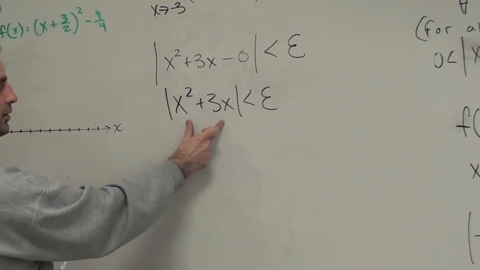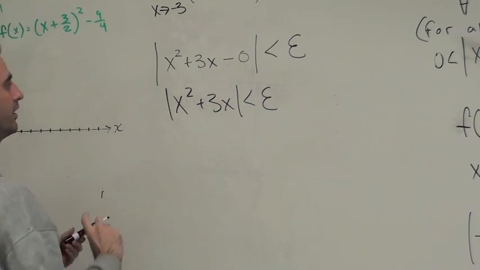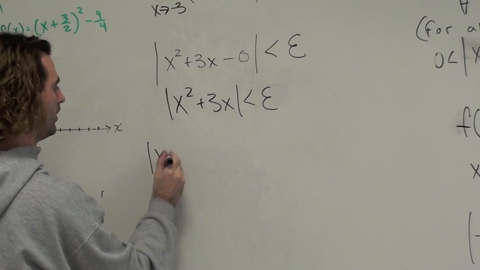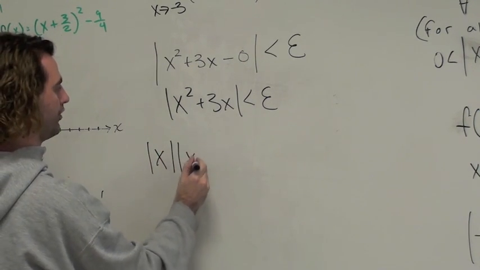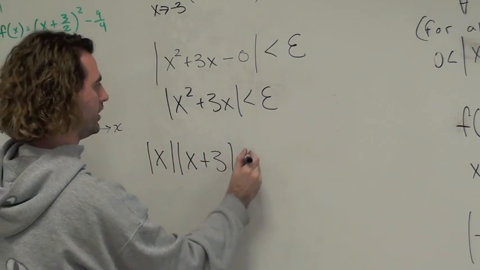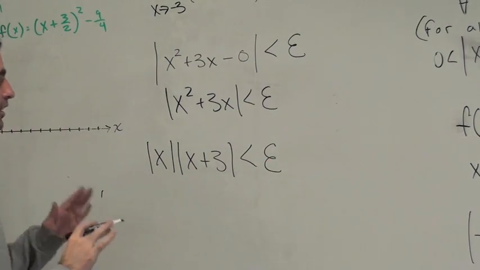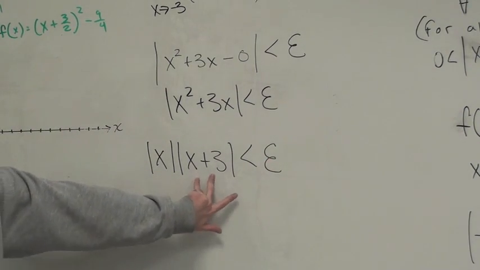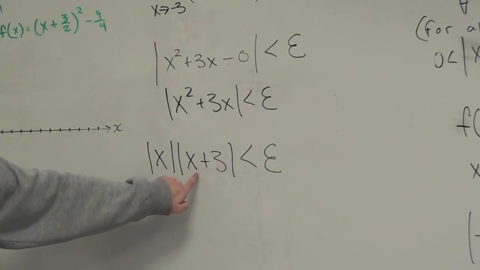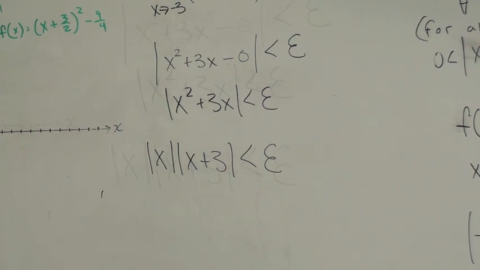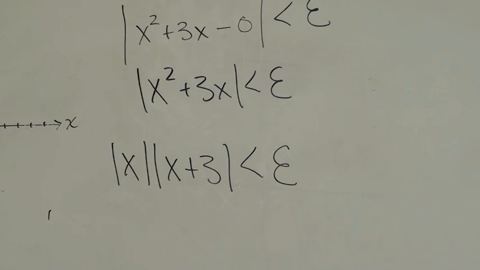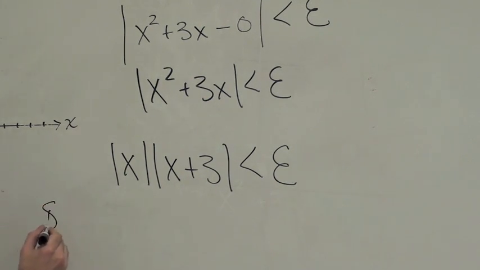So if we take this, we can factor out the absolute value of x. And that's going to leave us with the absolute value of x plus 3 less than epsilon. And great, we found our absolute value of x plus 3. So what we're going to do here is assume that our delta is less than or equal to 1, because we're looking for a small delta.